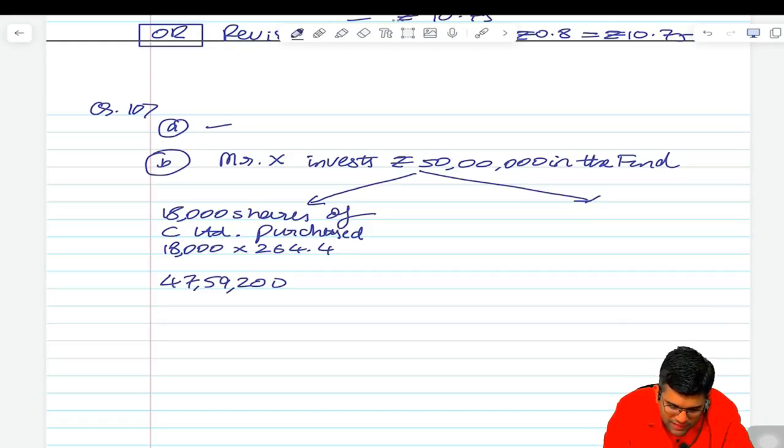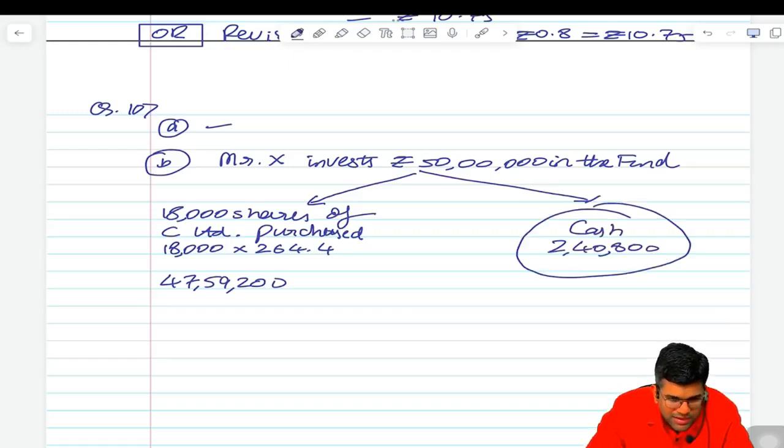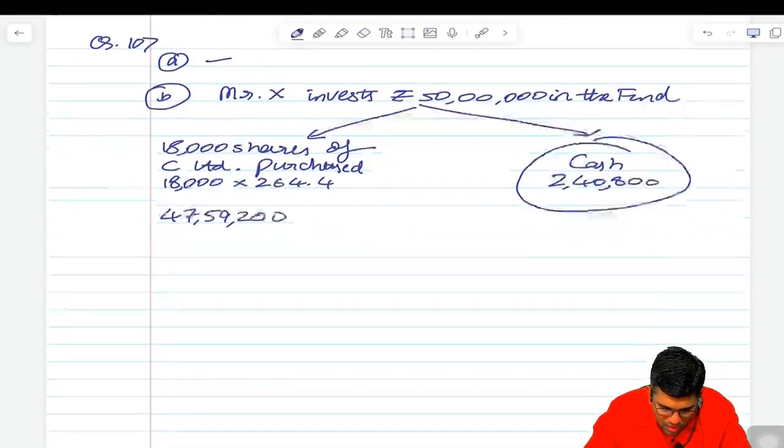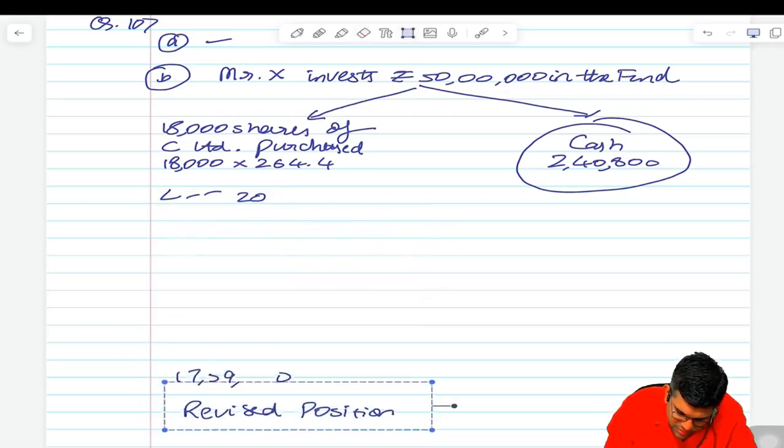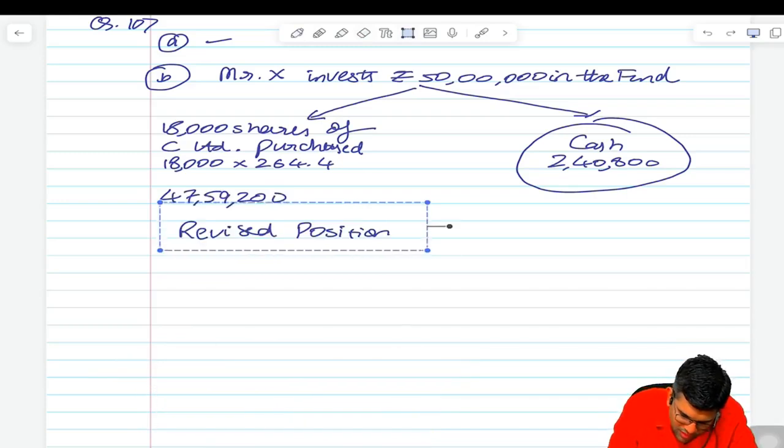Out of 50 lakh, 47 lakh we purchase the shares. Are you able to understand? So the balance, can I say 2,40,800? Do you realize that will be cash? Come on, everyone. That will be cash. Is the story clear? Now, revised position. Hold on. Before I go to revised position, there is one thing I want to tell you.